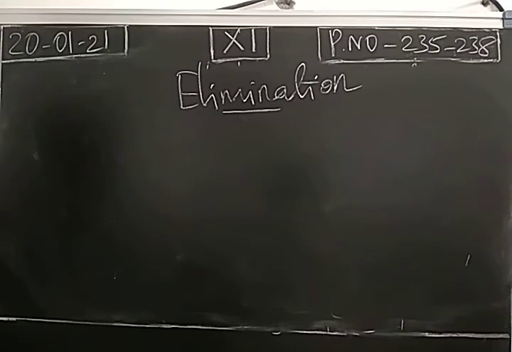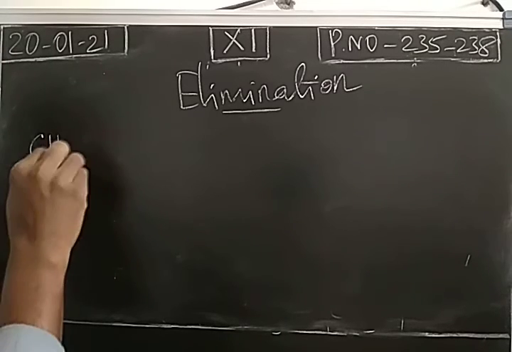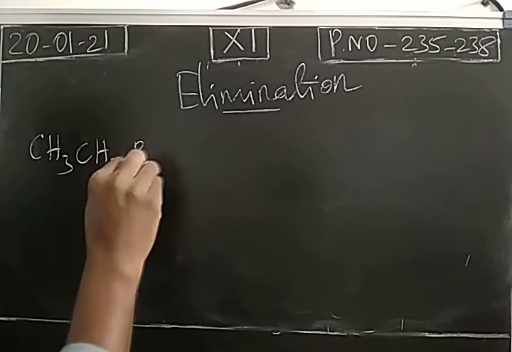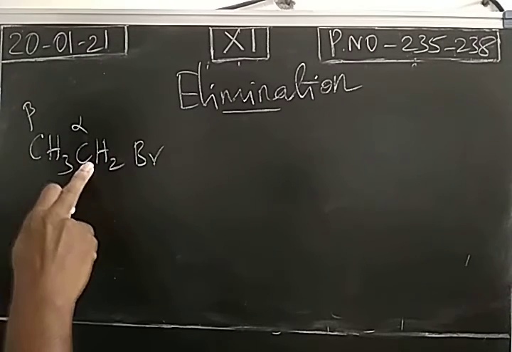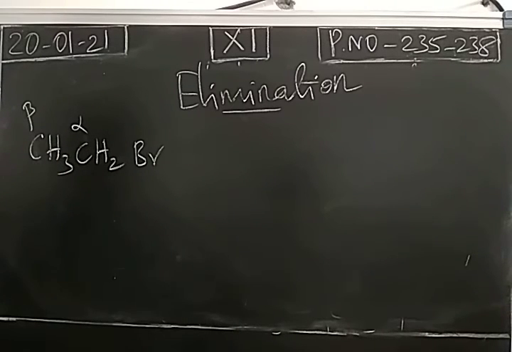So we already studied elimination reactions in lesson number 13. We take the simple alkyl halide. This is ethyl bromide. IUPAC name is bromoethane. And we have only 2 carbon atoms. Head carbon is called alpha carbon. The adjacent carbon of alpha carbon is called beta. So what is the position? Head carbon is alpha. The adjacent carbon of alpha carbon is beta.